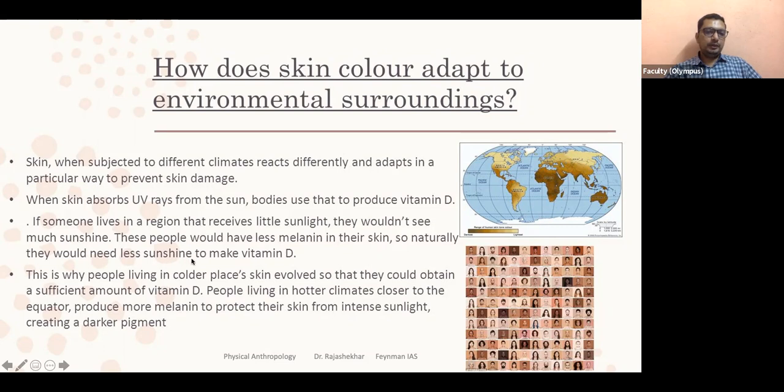So these people living in regions where less sunlight is seen, they would have less melanin in their skin. So naturally, they would need less sunshine to make vitamin D. Because you're only receiving so much sunlight, there is no point in having a big barrier for this. So they have less melanin pigment, they look fairer. That is to support the concept of vitamin D production despite having low sunlight. So there's an adjustment of the body to the environment.